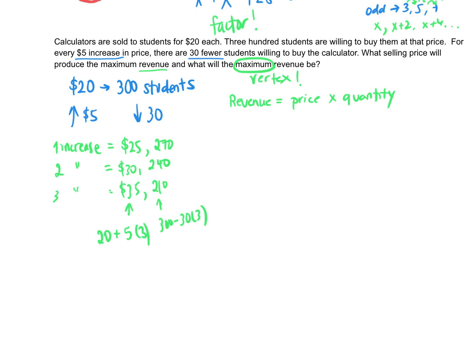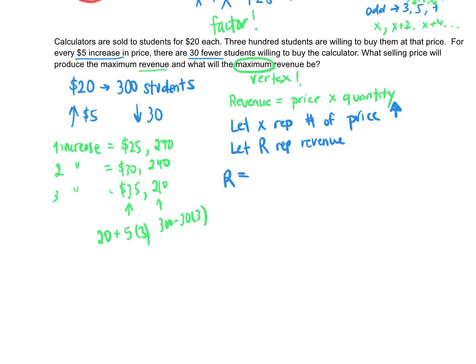We can get an expression for price and quantity based on how many increases we use. So I'm going to have a variable. Let x represent the number of price increases. It's not what the price is, it's not what the students are. X is the number of times I increase the price. With this, I can come up with both price and number of students. And I'm also going to use R for revenue.